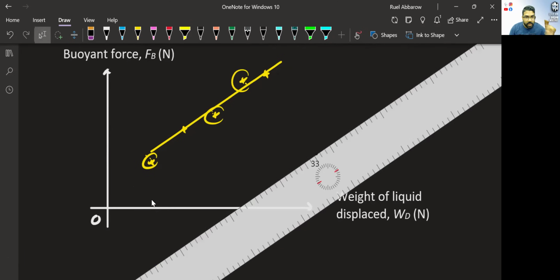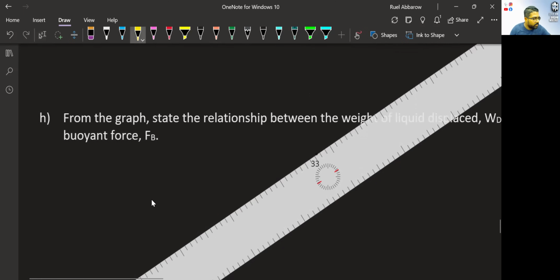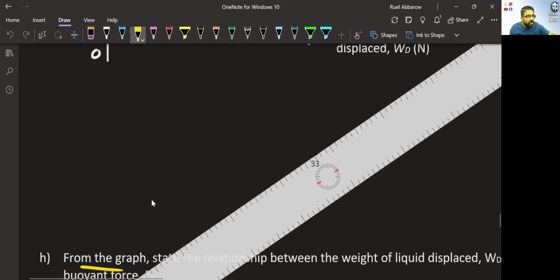Now, the next question will definitely be 99.9%. Explain the relationship based on the graph. Now, this part is very important. From the graph, based on the graph. Don't base it on your theoretical knowledge. Do not base your answer on your theoretical knowledge. Base your answer on your graph.